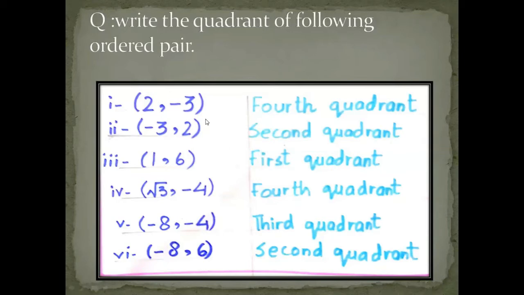This topic is covered. It is done only for the MCQs. This topic is important from the MCQs point of view. In a paper, you will be asked that this ordered pair belongs to which quadrant: first, second, third, or fourth. You just have to write which quadrant this ordered pair belongs to.